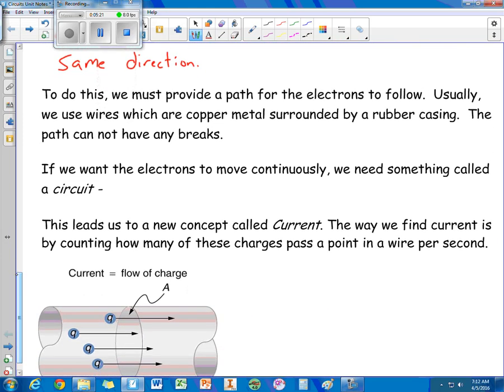So if we want the electrons to move continuously, we need to have something called a circuit. And typically a circuit is something where the starting point is going to be the same as the finishing point. It's going to be a loop. So a circuit always has to complete a perfect loop.